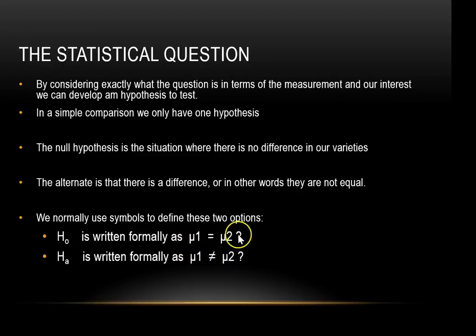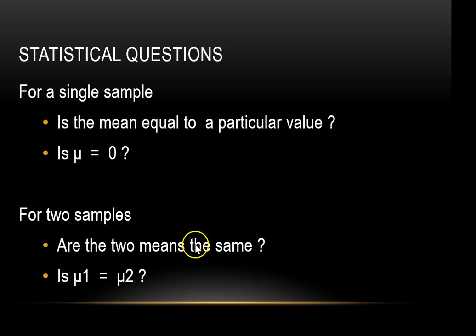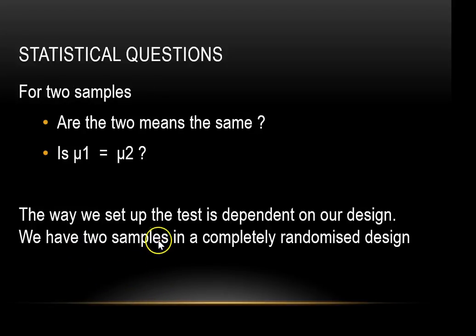These hypotheses are written in terms of the population means, but we're actually taking a sample. So our statistical question would be, if we had a single sample, we might say, is the mean equal to a particular value? But in our case, we have got two samples. Are the two means the same? Is mu1, or the population mean for our variety A, equal to the population mean for variety B?